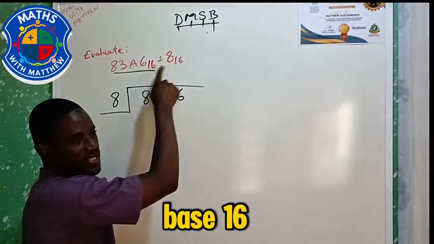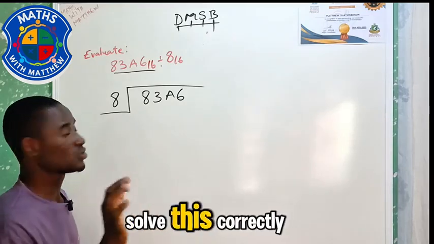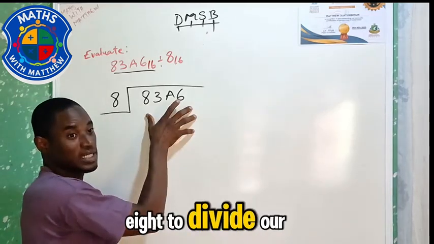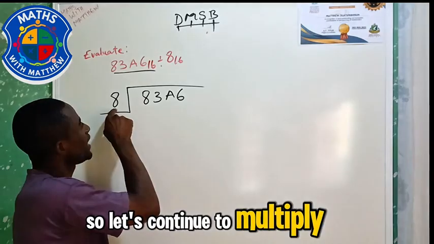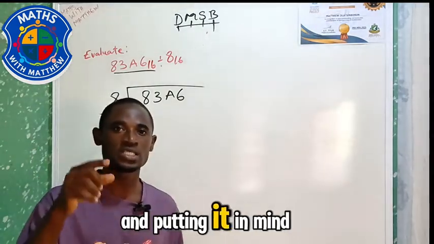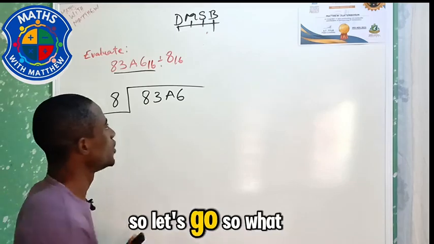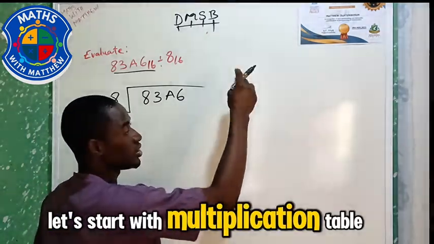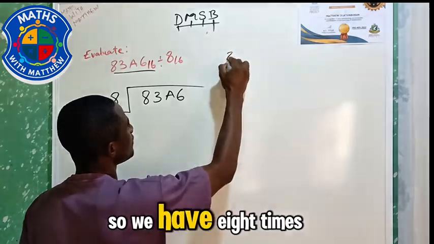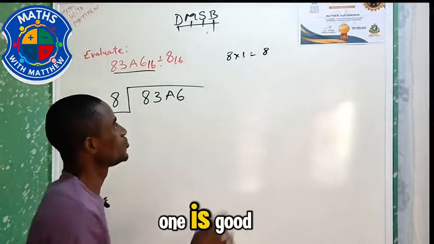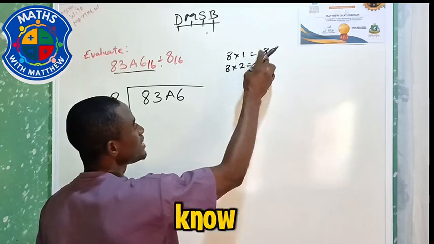Because we are working with base 16, let's do a little trick that will help us solve this correctly. Since we are using 8 to divide our dividend, let's multiply with it, bearing in mind that we are working with base 16. Let's start with the multiplication table of 8 in base 16. We have 8 times 1, which is 8. That one is good. Then 8 times 2 is 16.